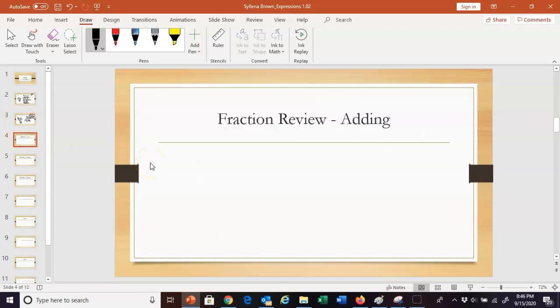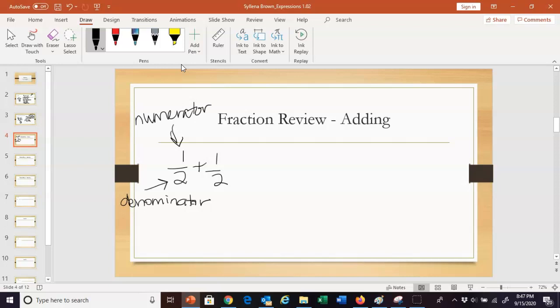All right, so before we get to the next examples, I thought we could do a review with fractions. So remember, to add fractions, they have to have the same denominator. So here's an example, 1/2 plus 1/2. The number down here on the bottom, that's the denominator. And the number on the top is called the numerator. So in order to add fractions, they have to have the same denominator.